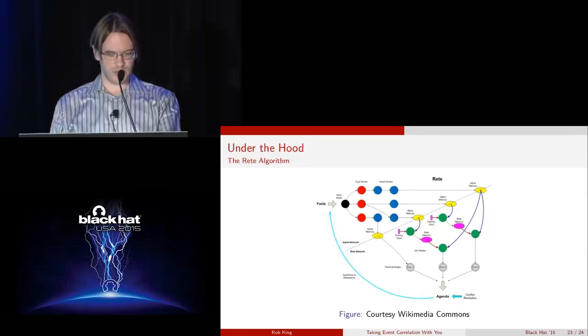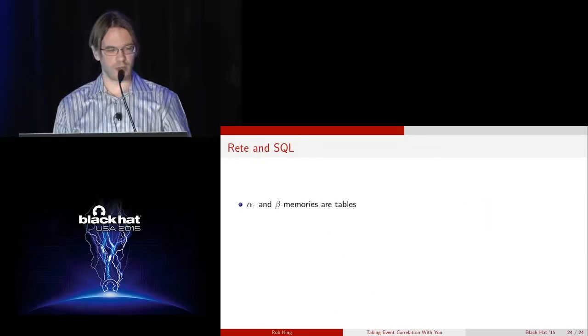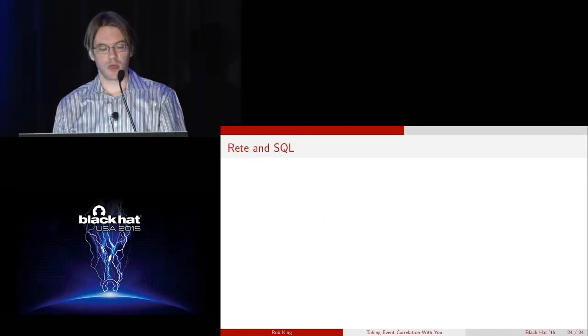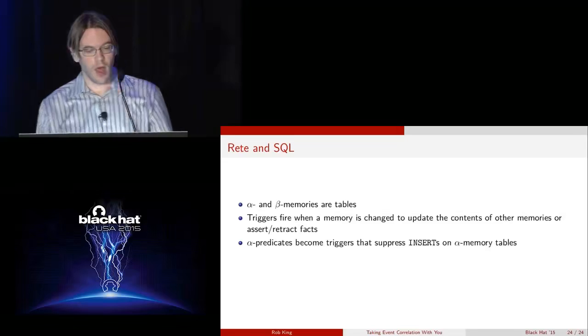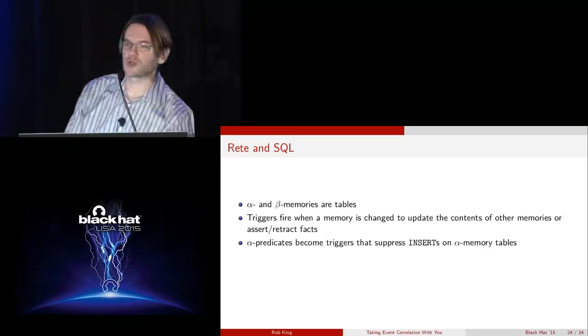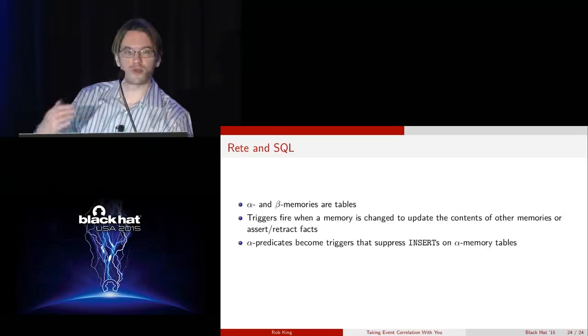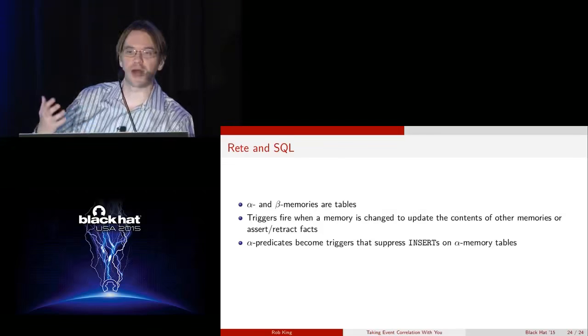Each one of these little circles here is called a memory. The memories just become tables. Each edge between those nodes becomes a trigger. The alpha predicates, which we can use to cheaply prove that a fact will never match anything, we just use those. We create triggers that suppress their insertion, so we don't waste time correlating facts that can never possibly match, right?